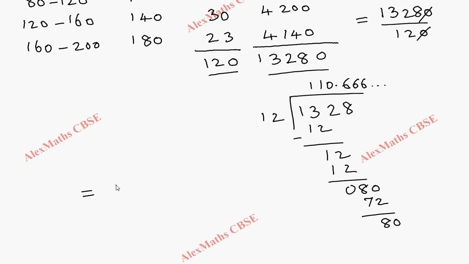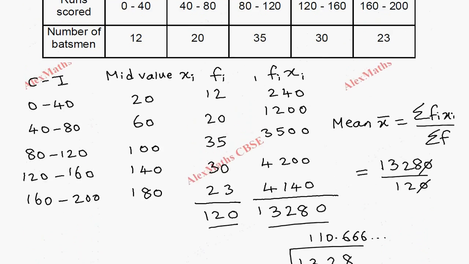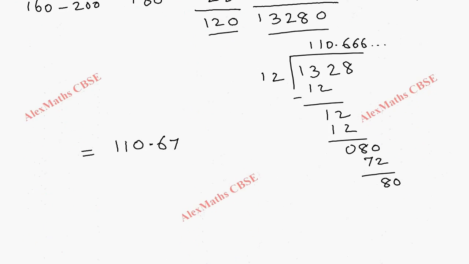So when we round up to 2 decimal places, 110.67, and this is nothing but the runs scored. So the mean is 110.67 runs.